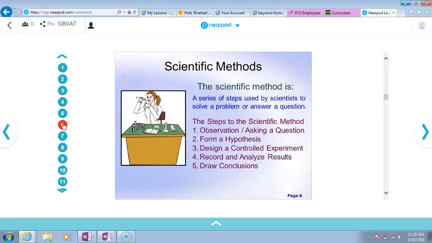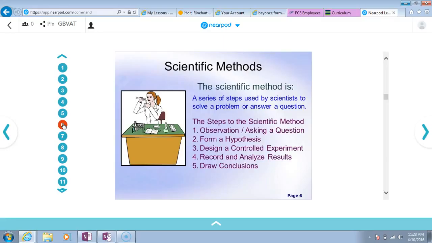3, design a controlled experiment. Okay, design a controlled experiment, dealing with your variables. Okay, you have your controlled experiment and you have your variables. All right, things that you can control within your experiment and things that you cannot. 4, record and analyze results. All right, which is basically your data, the quantitative and the qualitative data. Okay, things that deal with numbers that you can measure, or you're using some type of measurement, and objects that are just made out of mass, which you can touch, feel, see, or smell.